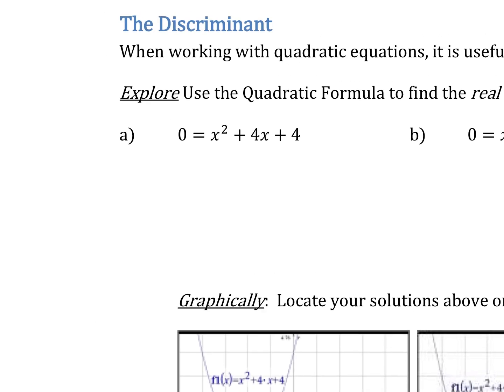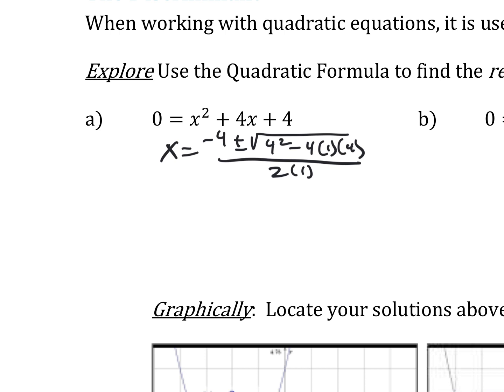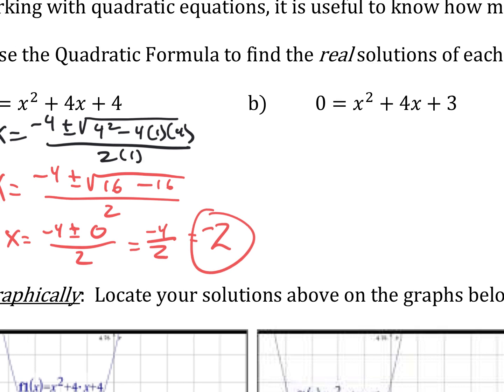All right. So using the quadratic formula, we get x equals negative b plus or minus the square root of b squared minus 4ac, all over 2a. So now we're going to simplify that. We get the square root of 16 minus 16, all over 2. And that's going to give us negative 4 plus or minus 0, all over 2, which is just negative 4 over 2, which is negative 2. So we get one answer here. All right, one solution, negative 2.